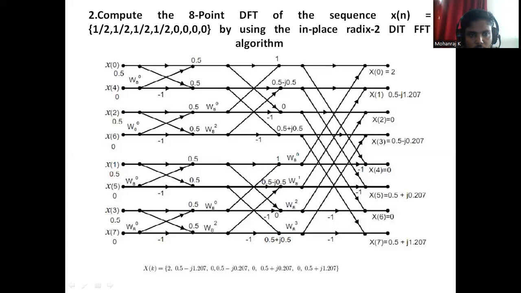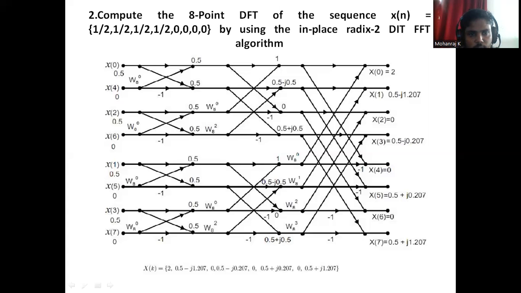So we need the answer here. For that particular value, one input equals 0.5 and the other equals 0, so 0.5 plus 0 equals 0.5. For this one, 0.5 is given and 0 is given, so 0.5 plus 0 equals 0.5.